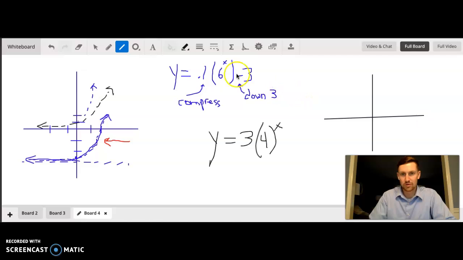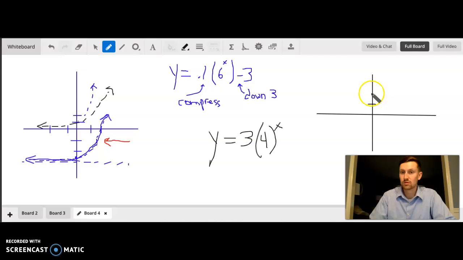Okay, so the whole thing doesn't move right or left, and doesn't move up or down. So it's going to cross at 0, 1, except it's stretched. Guess where it's stretched to?